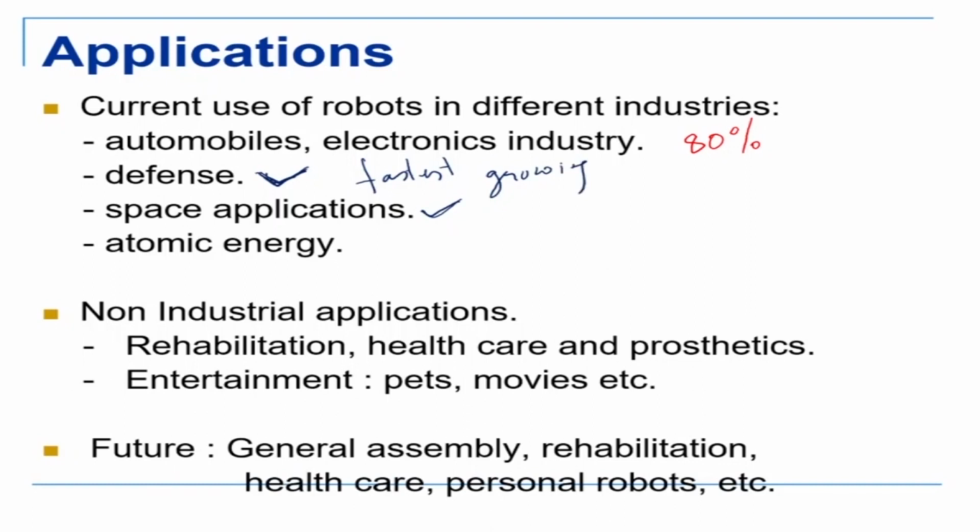Space applications were always there, and atomic energy. This is where robotics started off. We said that the robot actually took birth when they were making the atom bomb in 1940, 45, 46. And that is where the master-slave manipulator came up. And even today, in atomic energy establishments, the master-slave manipulator is used because it is a dangerous place for humans. So current industrial uses of robots are in these areas: automobile, electronics industry, space, defense, atomic energy.